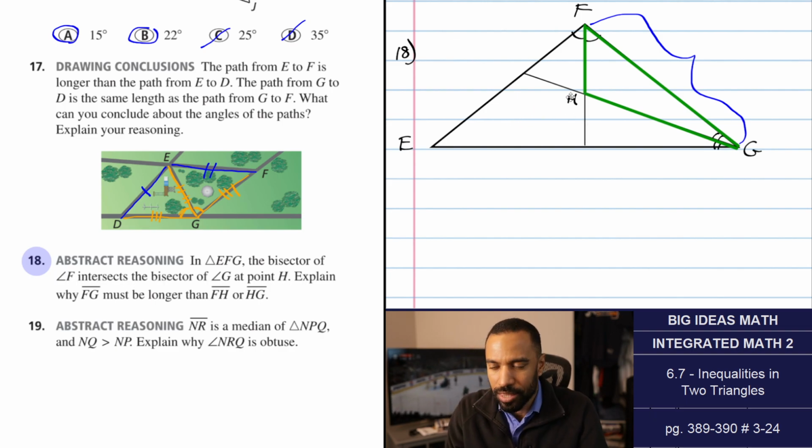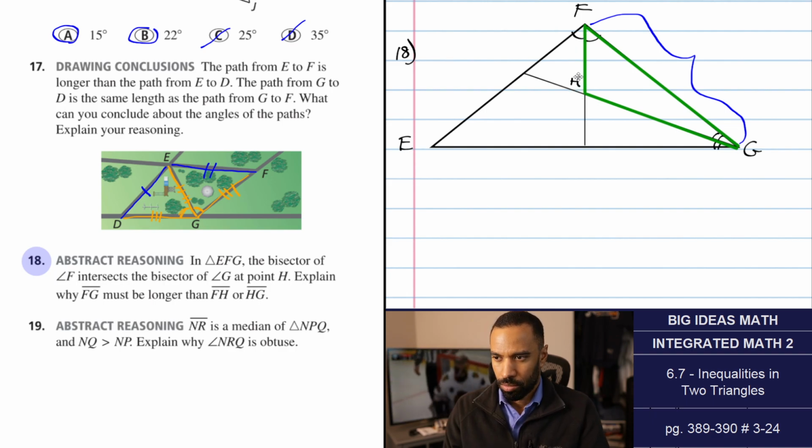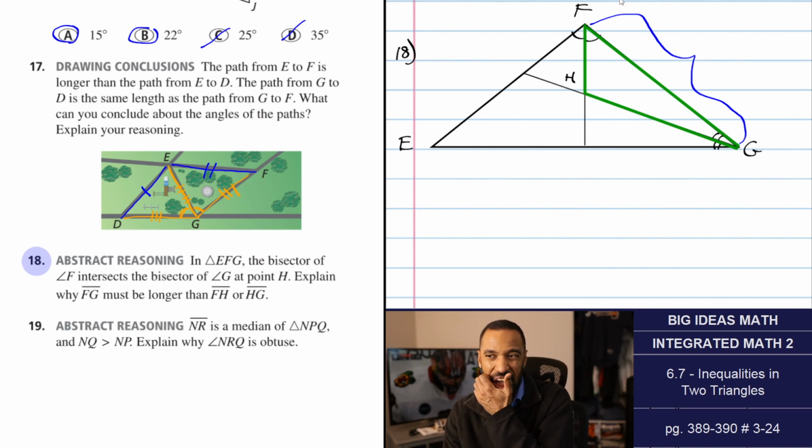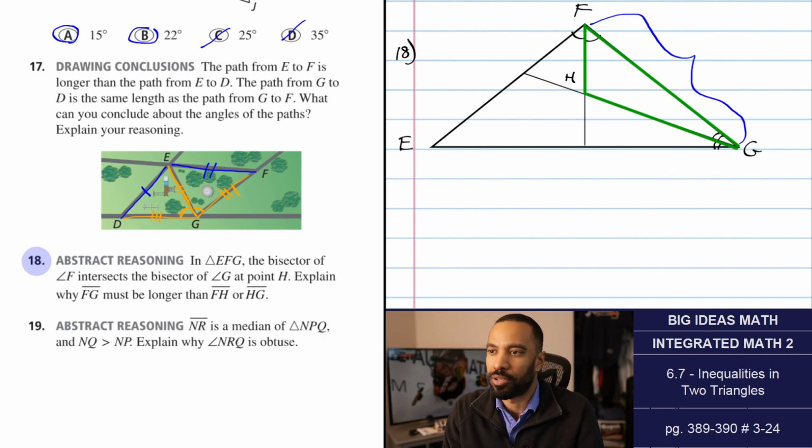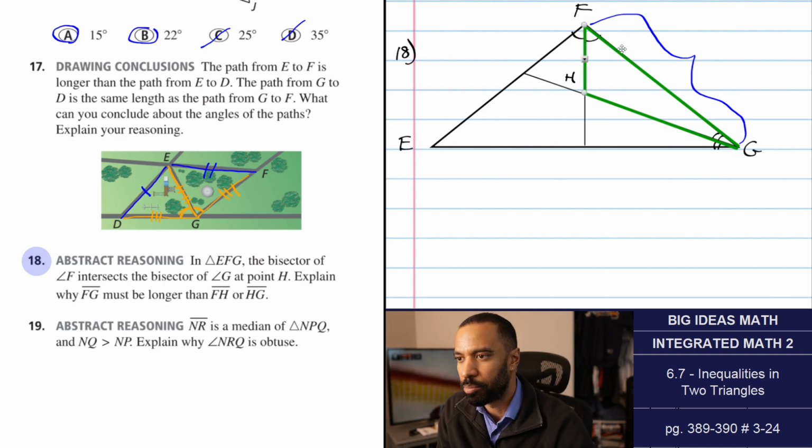What I do think this will have to do with, though, is the hinge theorem, because we're in that section. Now here's something else that we know about here. Let me get rid of this green here. I know this is a triangle, but let's talk through this.